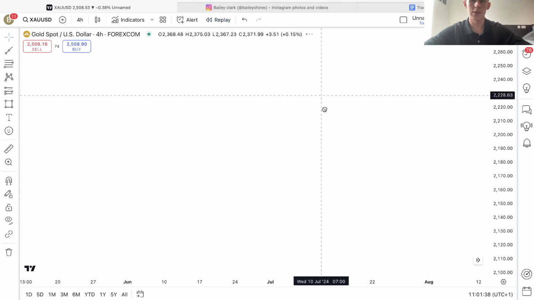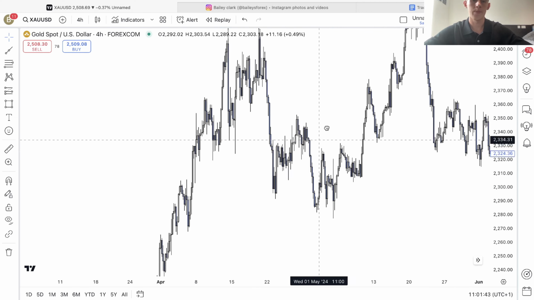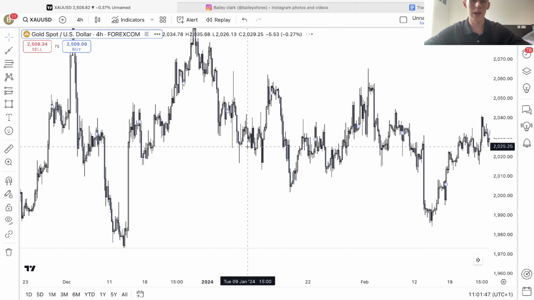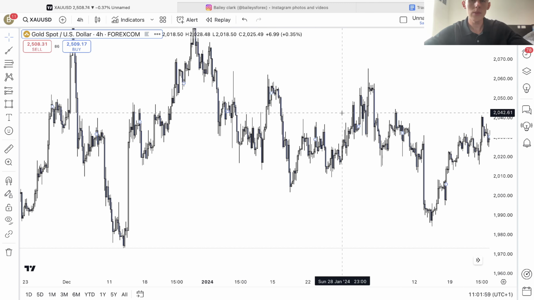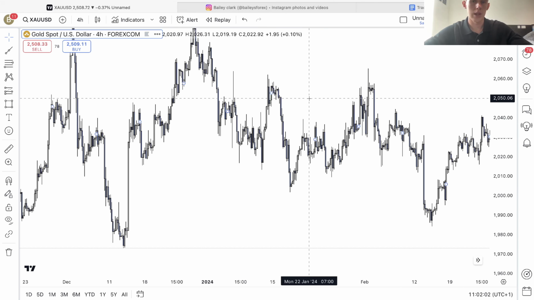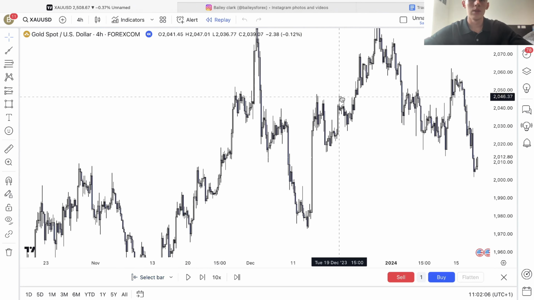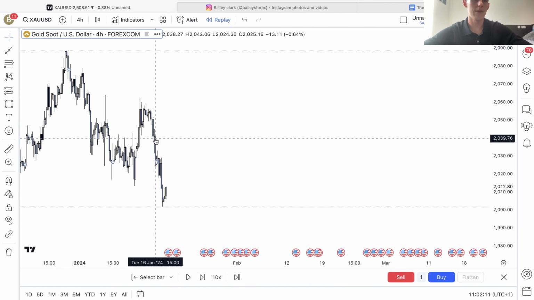And again, let me just find a perfect example. So this whole year, gold has really been bullish the entire time. So there weren't really many bearish trades, at least on the higher time frame. So where was one that I took? So right here.